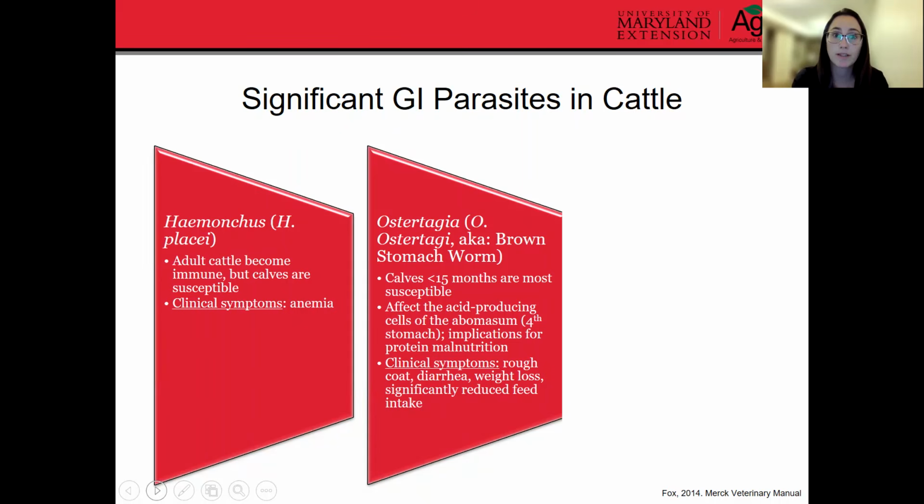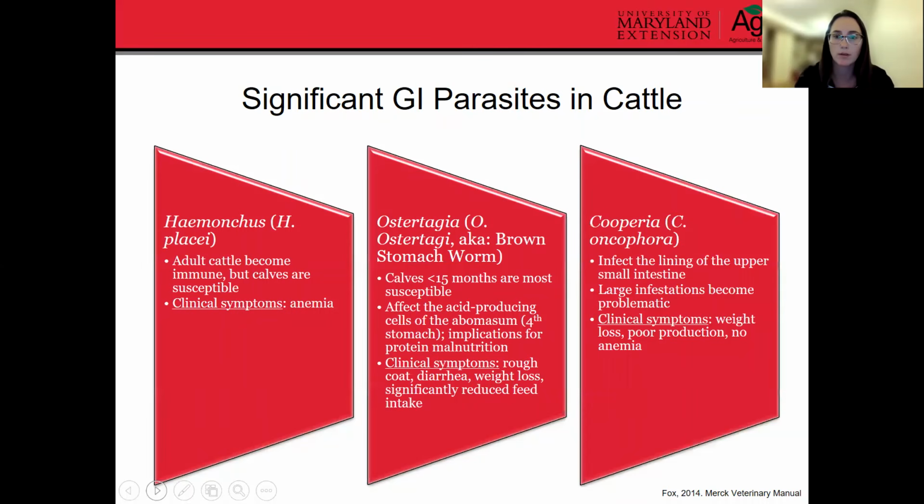The big one that we always think about with cattle is the brown stomach worm, or Ostertagia. This parasite affects calves less than 15 months of age. This worm affects the acid producing cells of the abomasum, which is the fourth compartment of the stomach, the main true stomach of the cow. It alters the acid producing cells so that they don't function properly, which can cause protein malnutrition. That can impact calf growth as well as their health. They'll have a rough hair coat, diarrhea, weight loss, and significantly reduced feed intake. So that's a big one that we try to avoid.